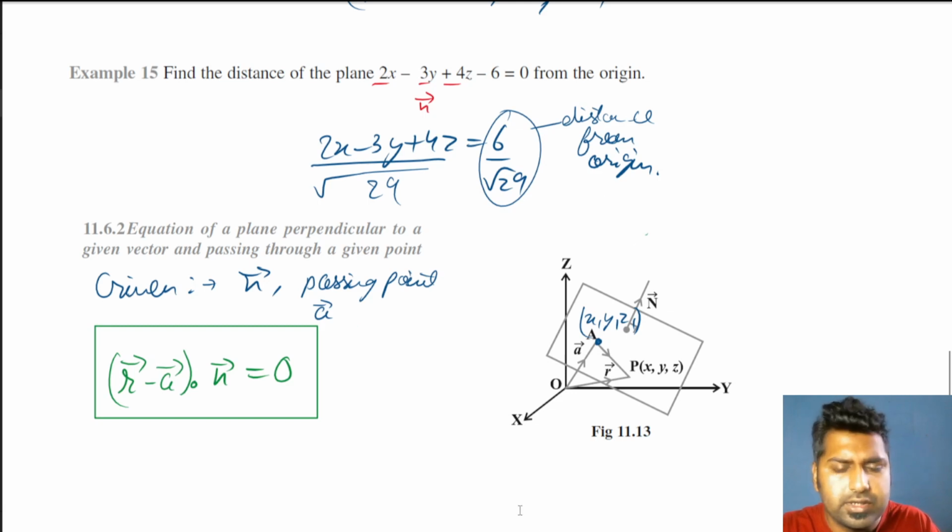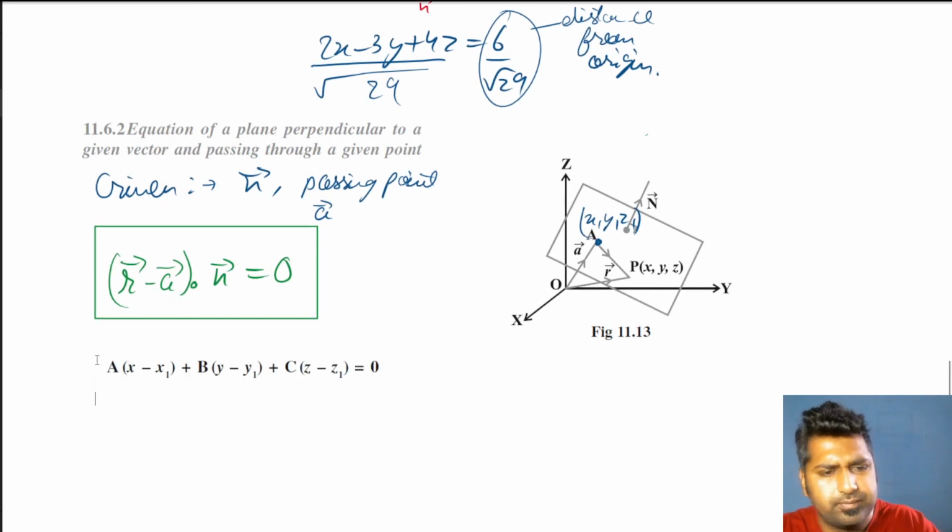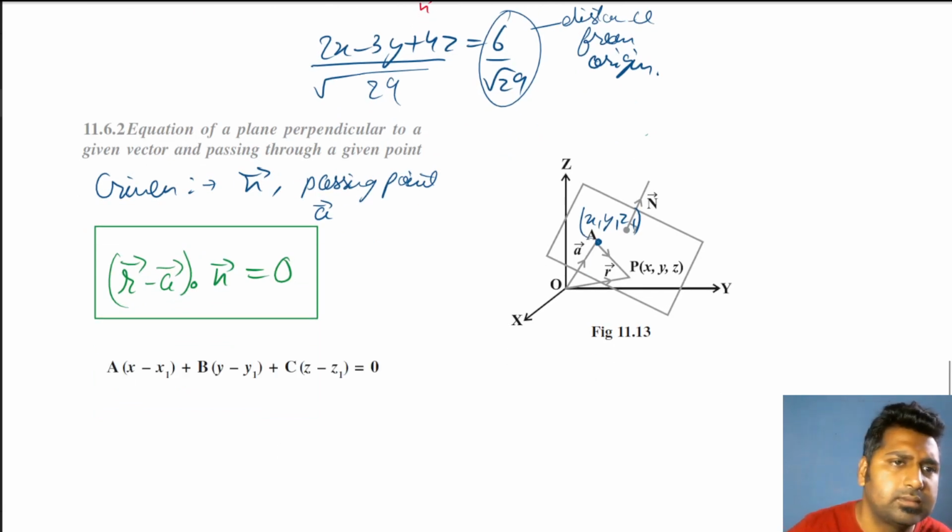If you want the Cartesian equation, you put the values of r as x i cap, y j cap, z k cap. A you already know. Then you do the dot product with the n vector, and you'll get the Cartesian form. So no need to separately learn the Cartesian form. But if you want to learn it, you can. My recommendation, though, is don't learn it.